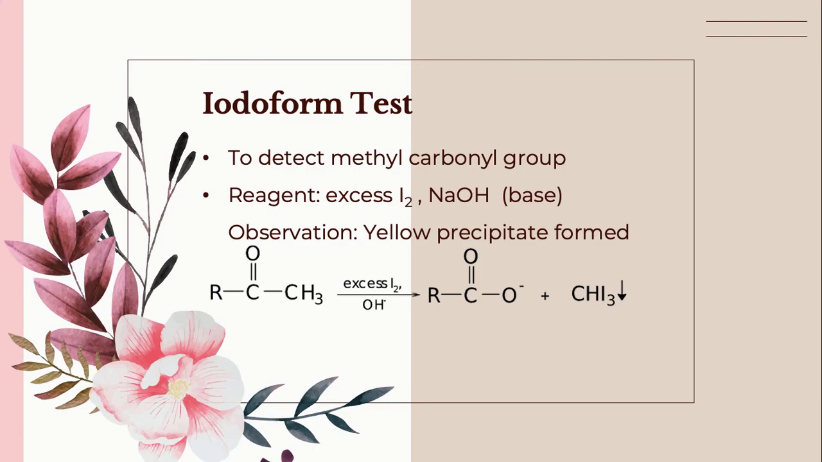Iodoform test. If you remember previously, we used the iodoform test to detect methyl carbonyl in alcohol, but here in carbonyl we use it to detect the methyl carbonyl group. Same reagent, excess I2 in NaOH base. The observation is also the same, so a yellow precipitate forms. The product is carboxylate ion and iodoform, CHI3. This is the yellow precipitate, the CHI3.